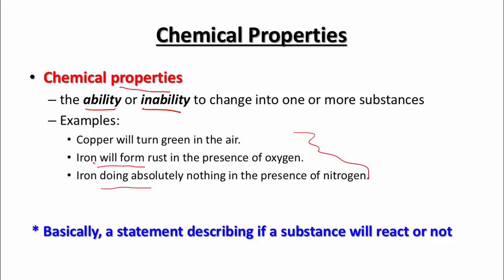If I just say iron will form rust, that's saying it can do it, or that's the ability to do that. So that's what a chemical property is. Again, basically, chemical properties are just a statement describing if a substance will react or not.